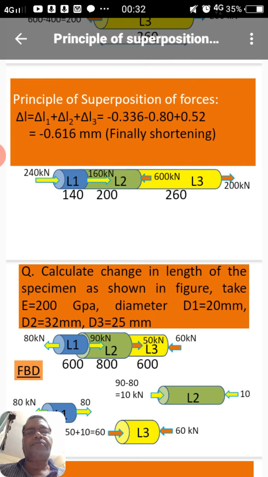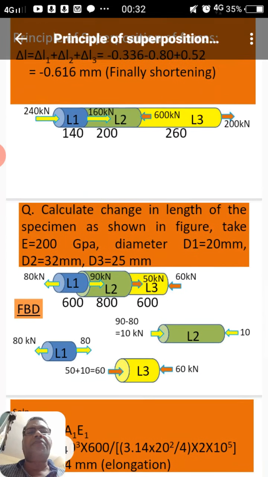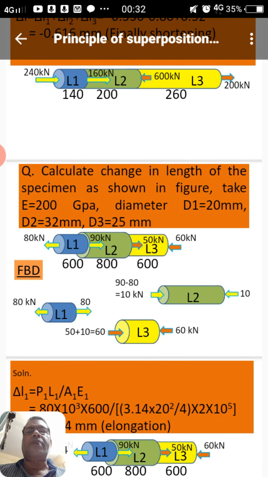combinedly in this bar. So this is a case of the bar with uniform cross section but different forces at intermediate sections. So we have solved this one.